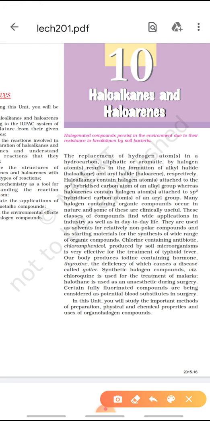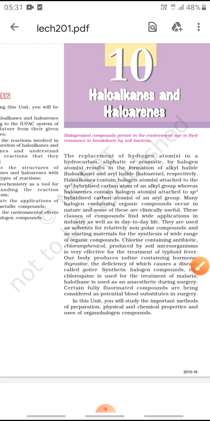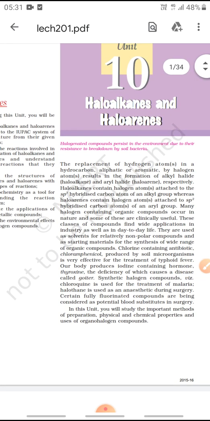Similarly, an important medicine, chloramphenicol, is produced by soil microorganisms to treat typhoid fever, and this medicine also contains chlorine. Synthetic halogen compounds like chloroquine are used in the treatment of malaria. So, you all got to know that many of the halogen-containing alkanes or arenes are very important for our body and for many other things that we'll study later on in the chapter.